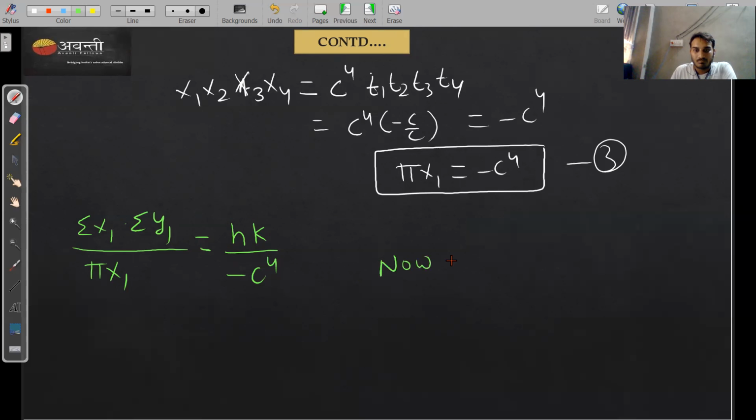Now h is 3 and k is 2, right? Replace h comma k with 3 comma 2. And c is what? c is also 2, because xy is equal to 4, so c square is 4, so c is 2, right? So what you get is minus 3 by 8. Whichever option it is, I assume that is the C option, I guess. So C is the answer.